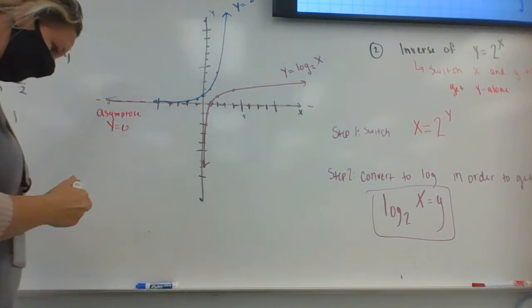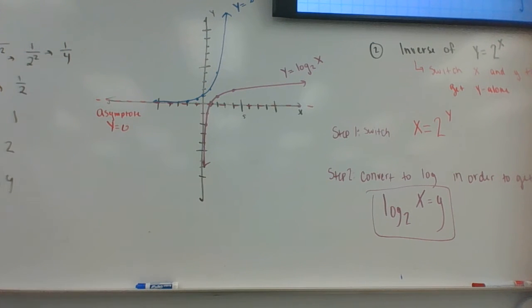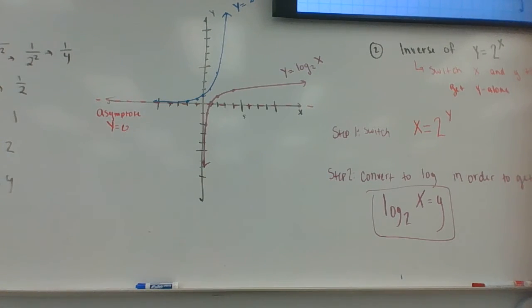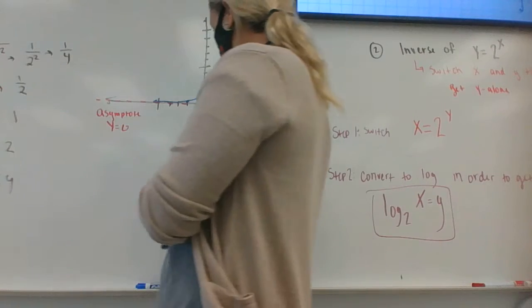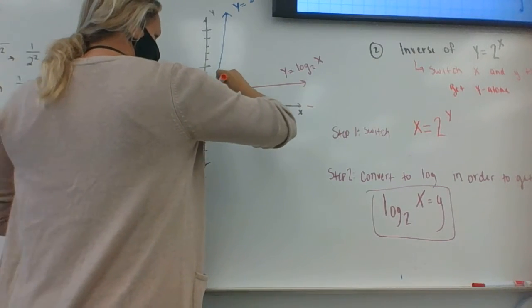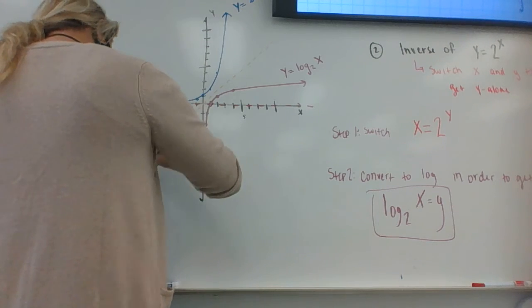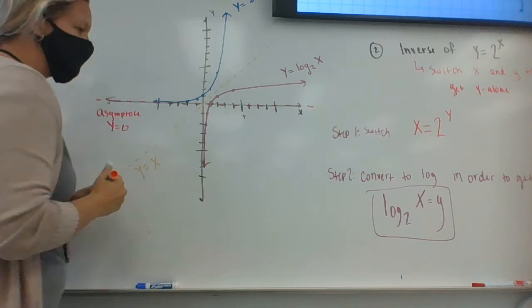And there's your logarithm. It's very cool. It's the exact same curve, reflected diagonally. If you would like to put in your line of reflection, it'd be really nice. All inverses reflect across y equals x.